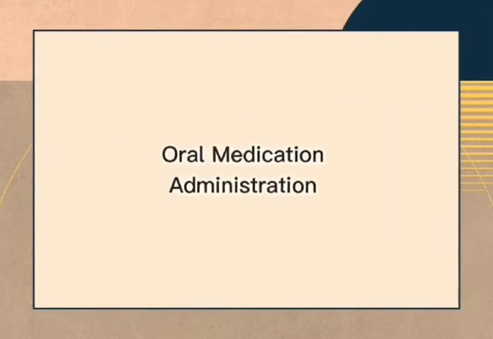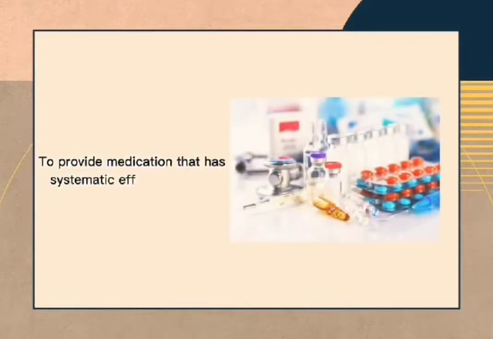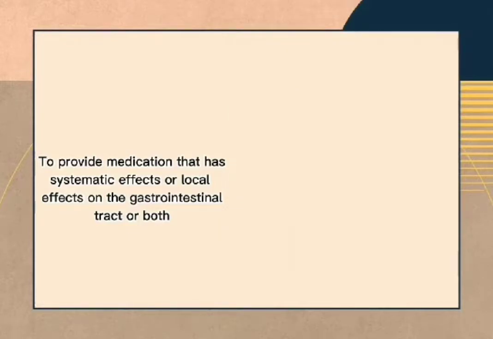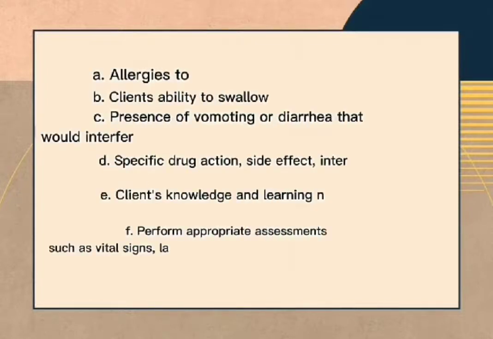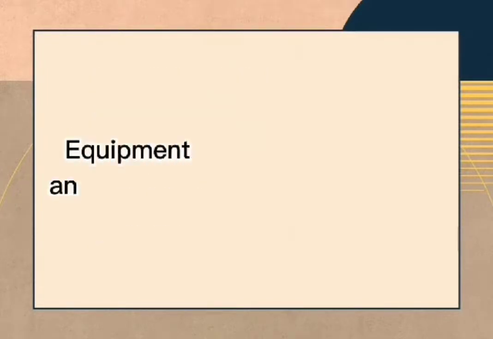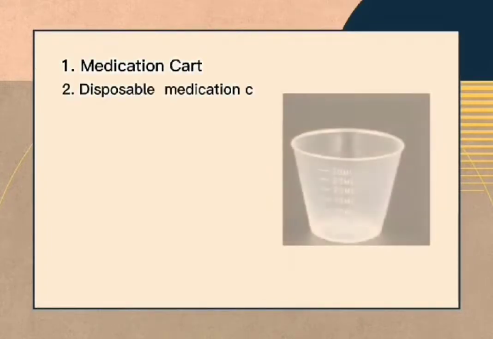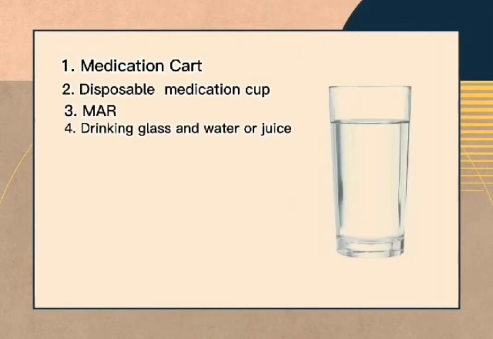Oral medication administration. Purpose of oral medication: to provide medication that has systemic effects or local effects on the gastrointestinal tract or both. Assessment. Equipment and supply: 1. Medication cart. 2. Disposable medication cup. 3. Mat. 4. Drinking glass and water or juice.